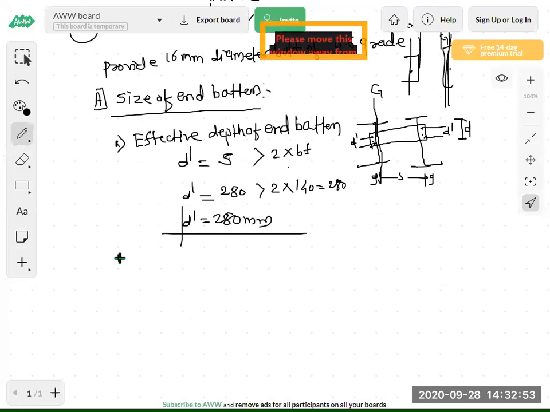Then small d, overall depth of end batten.